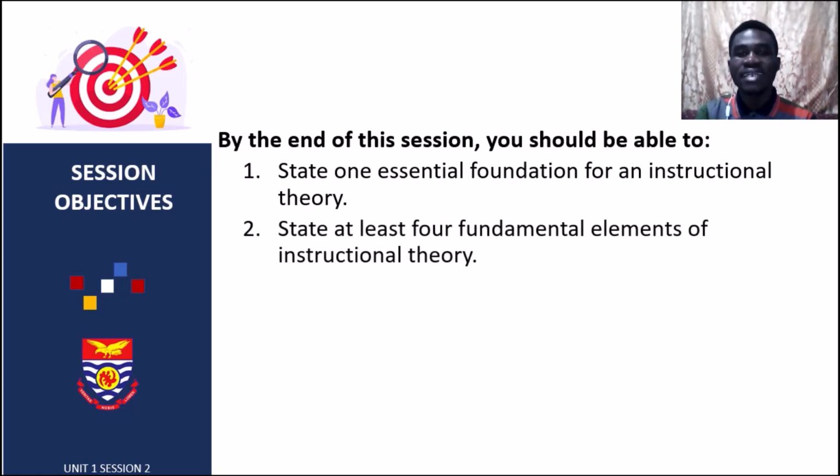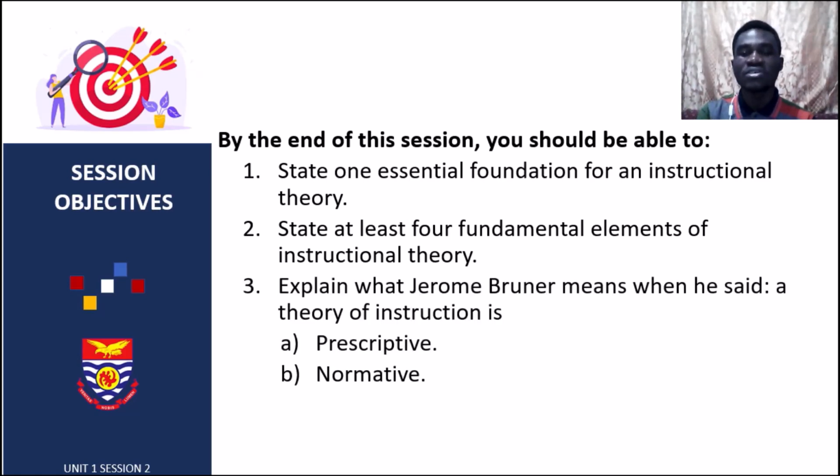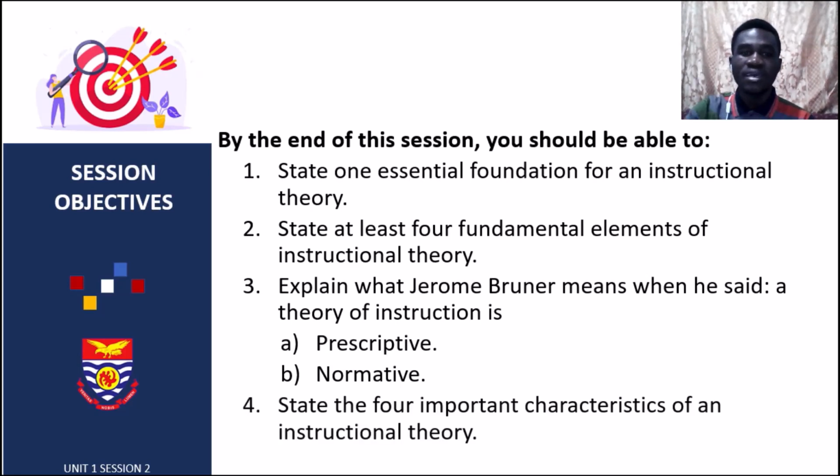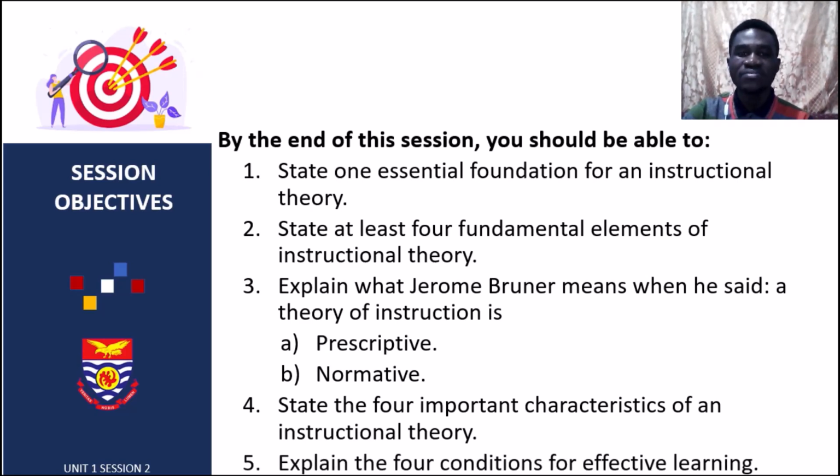and state at least four fundamental elements of instructional theory and explain what Jerome Bruner means when he said a theory of instruction is prescriptive as well as normative. Then state the four important characteristics of an instructional theory. And finally, explain the four conditions for effective teaching and learning.